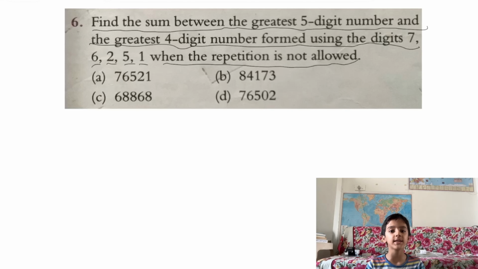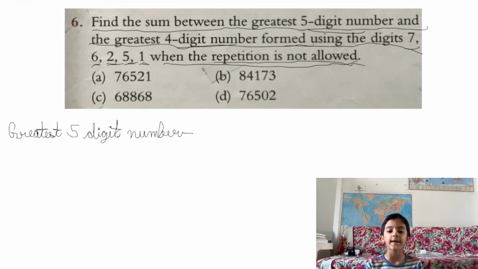Here in the question, they are saying that we have to find a sum between the greatest 5-digit number and the greatest 4-digit number, which is formed using the digits 7, 6, 2, 5, 1. And here, while forming the numbers, we have to take care of one condition, which is that repetition of digits in any number is not allowed. So first, let's form the numbers. First, we'll form the greatest 5-digit number.